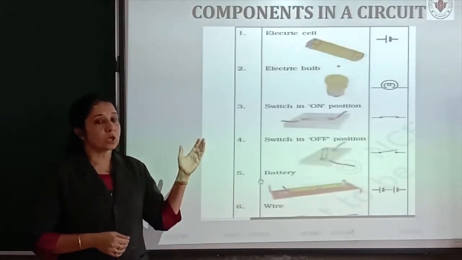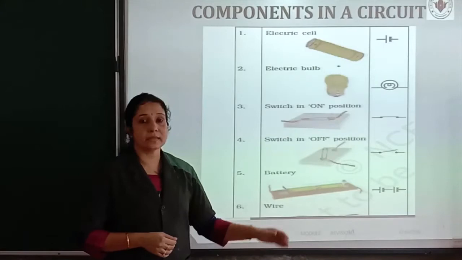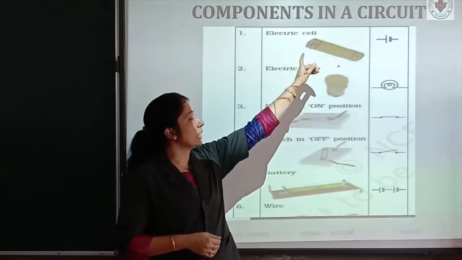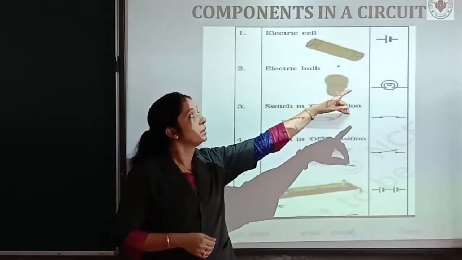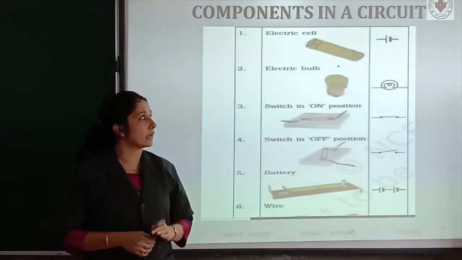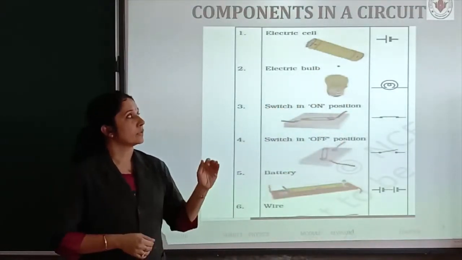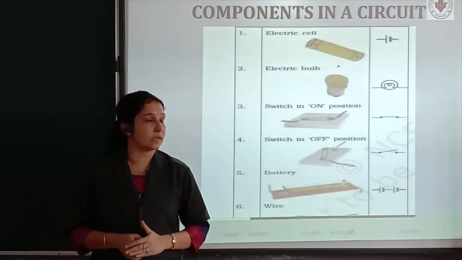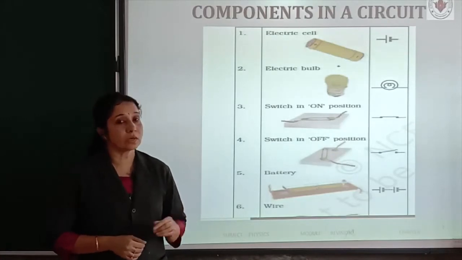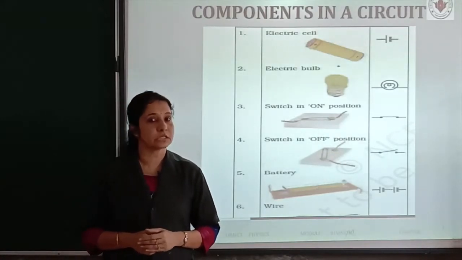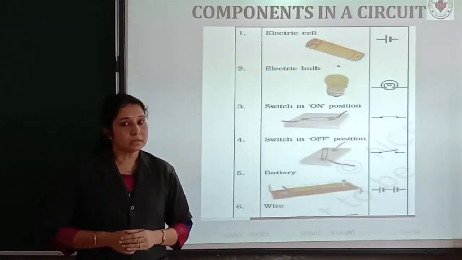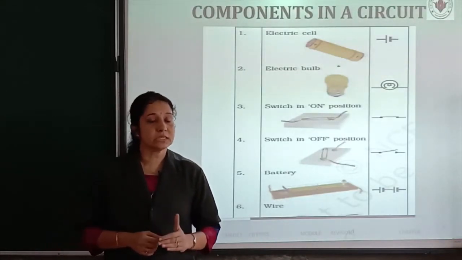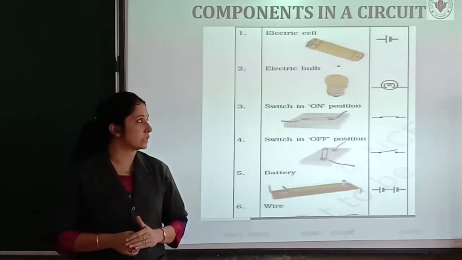And these are some components in an electric circuit and their corresponding symbols. So this first one is electric cell and its symbol, and here you see that there are two standing lines. The taller one stands for the positive terminal of the cell, and the shorter one stands for the negative terminal of the cell. One thing is there, the current flows always from the positive terminal to the negative terminal.